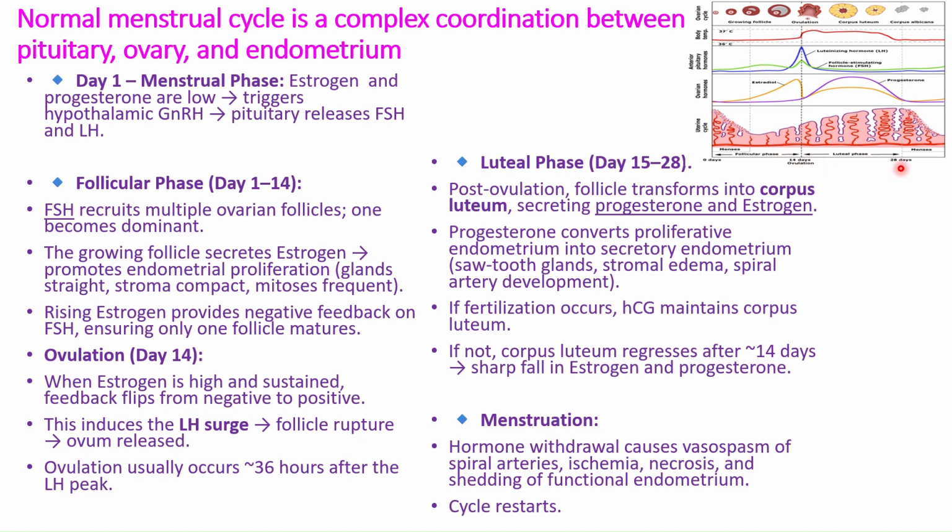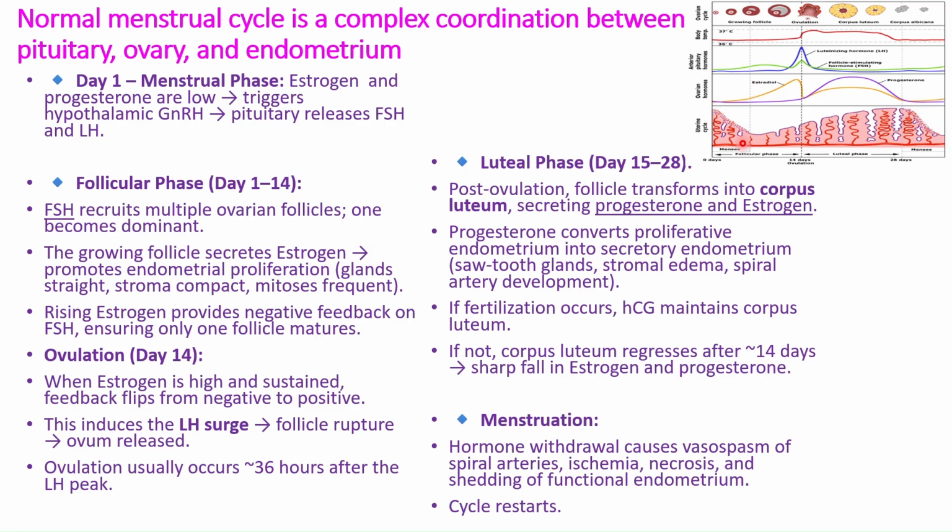The second phase is the ovulation phase, which is ovulation on day 14, where estrogen is high and sustained, and the feedback flips from negative to positive, which induces the LH surge. So the follicle ruptures and the ovum is released. Now ovulation usually occurs 36 hours after the LH peak. Next is the luteal phase, which is from day 15 to day 28.